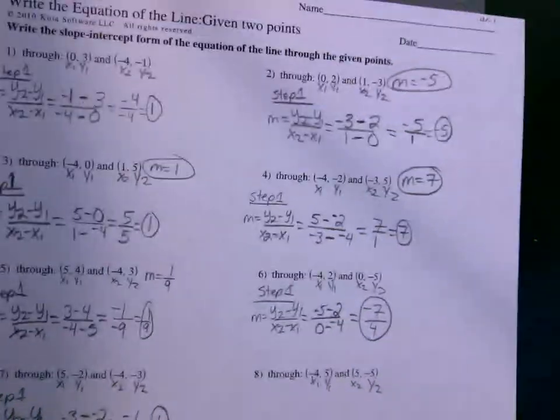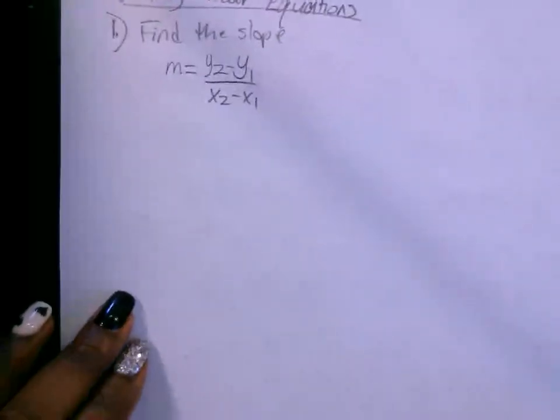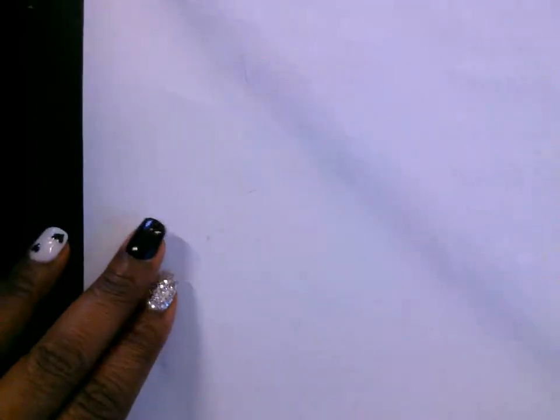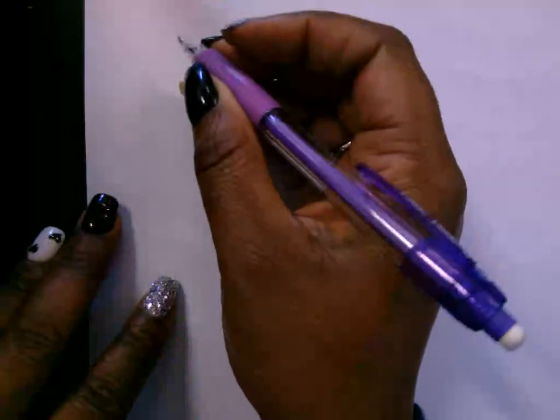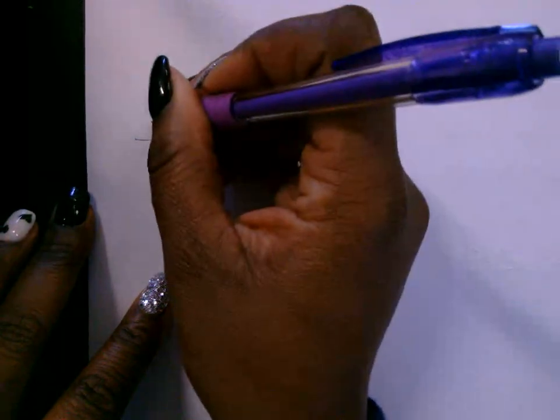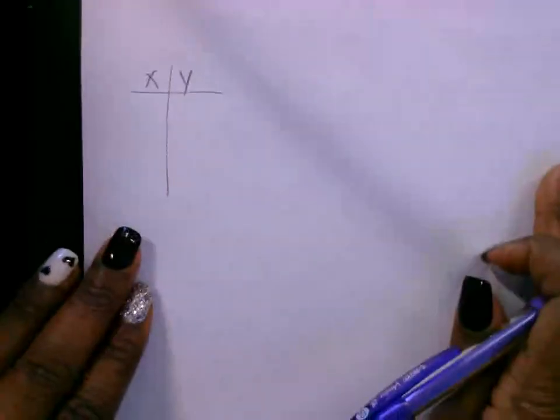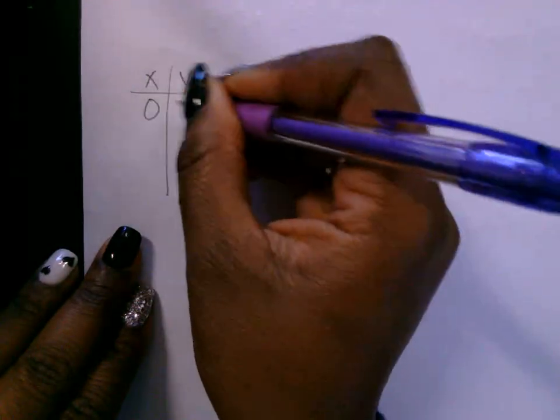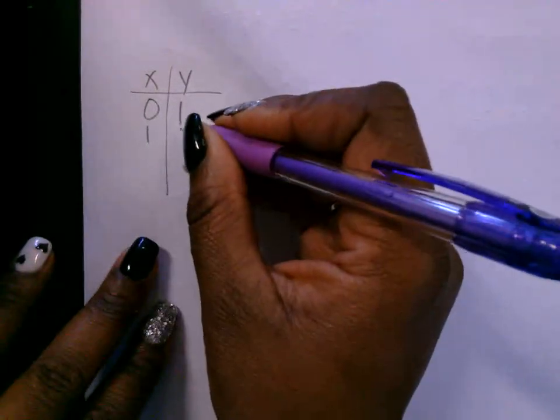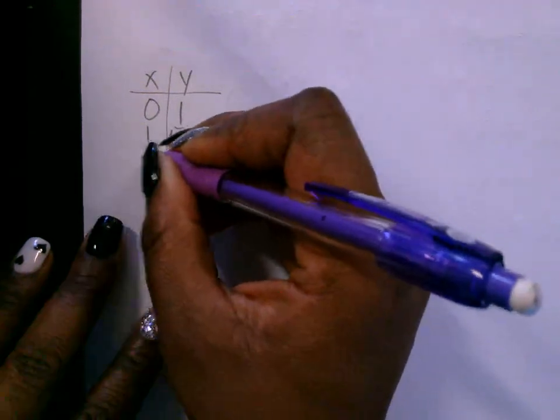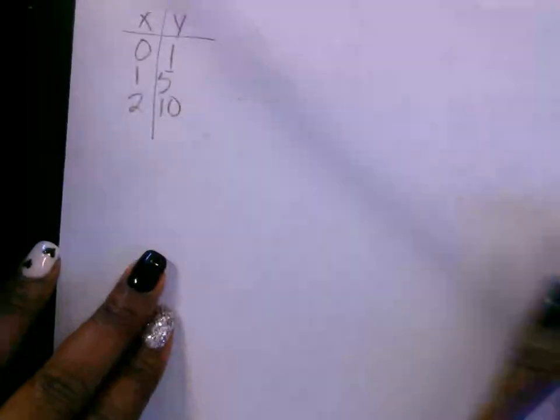Okay, good folks. Do not forget, some of us are forgetting how to calculate the slope. So I'm going to go through the slope again, and then you're going to take your quiz. So if you have some table values, let's suppose you have 0, 1, then 1, 5, then 2, 10.